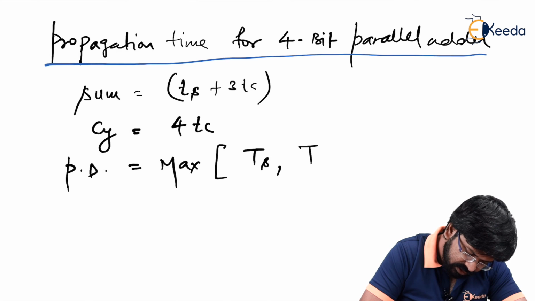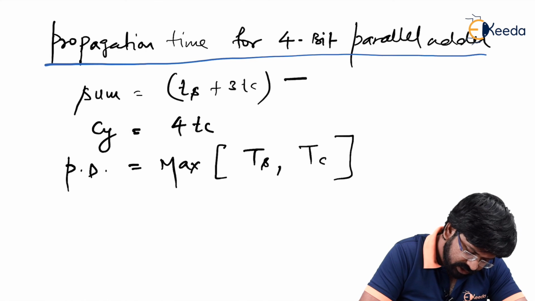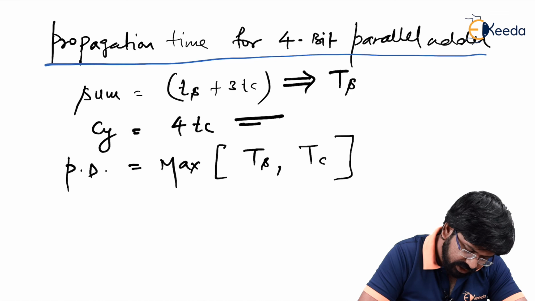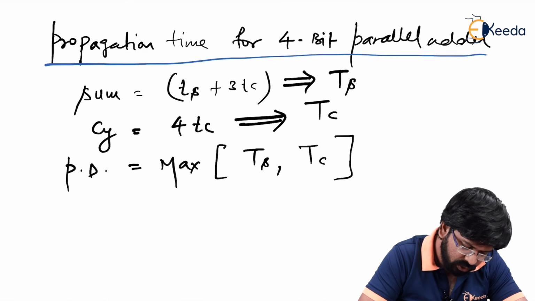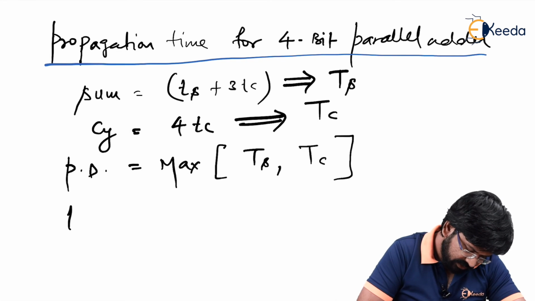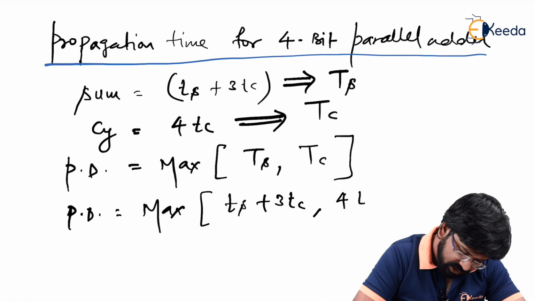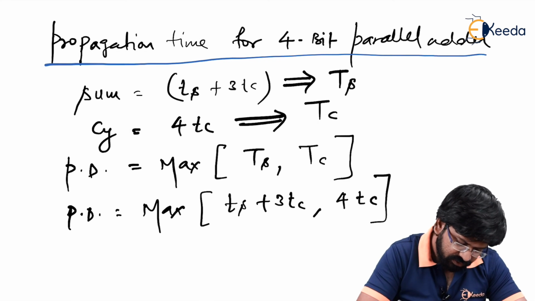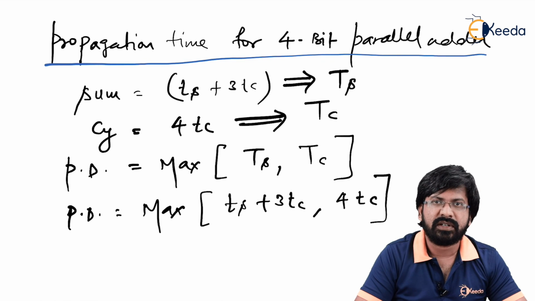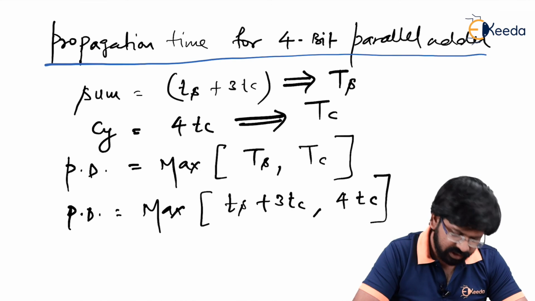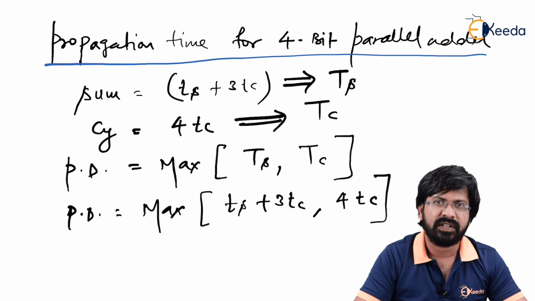Ts, Tc, where Ts is Ts plus 3 Tc and capital Tc is total time taken by carry. Therefore, propagation delay is equal to maximum of Ts plus 3 Tc, 4 Tc. Whichever is maximum can be considered as propagation delay. Now that totally depends on what is the value of Ts and what is the value of Tc. So let's not comment which one is a maximum and which one is a minimum.